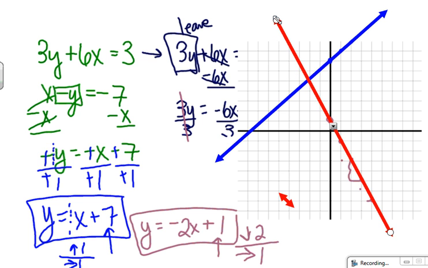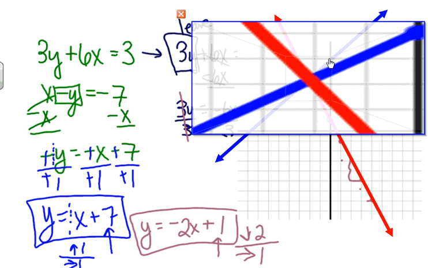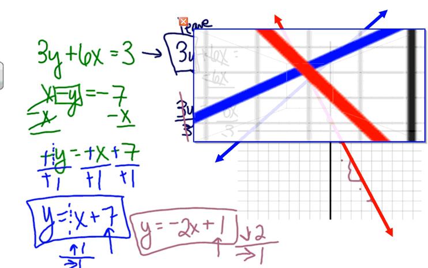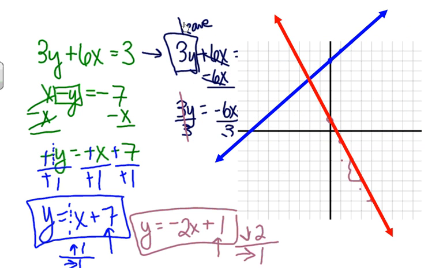All right, so what we want to see now is the point of intersection. The point of intersection is going to be our solution. So if we look right there, do you see that? This area right there, where they cross, is going to be your solution. So that's what we're looking for. That's my solution. I'm looking for that point right there.